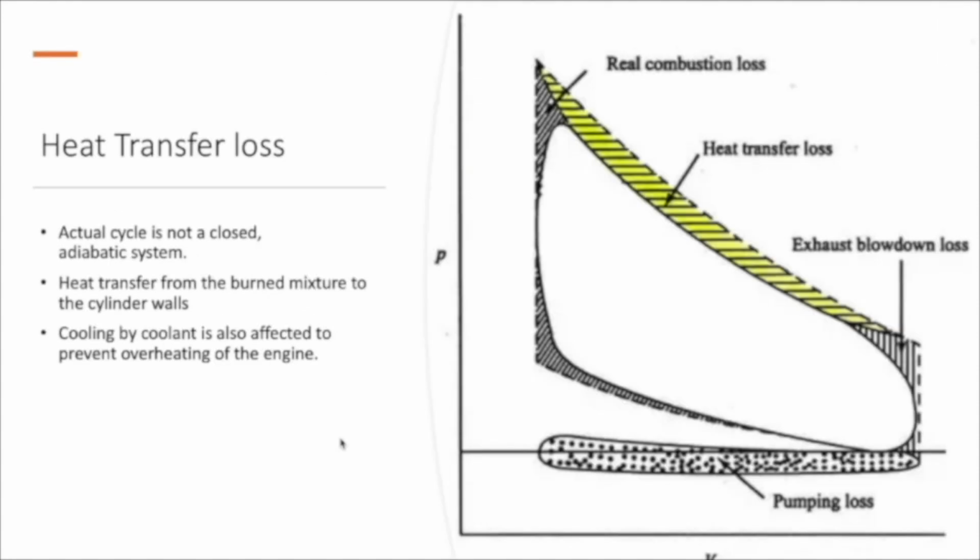So the first factor is heat transfer loss. Basically, the actual cycle is not a closed and adiabatic system. The outer line is the ideal cycle. Yellow shaded area is lost due to the heat transfer loss. Heat transfers from the burned mixture to the cylinder walls. And cooling by coolant is also effective to prevent overheating of the engine. Therefore, heat in the cylinder transfers to the coolant.